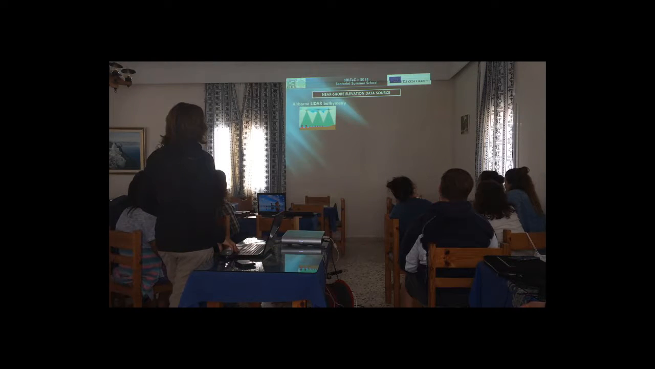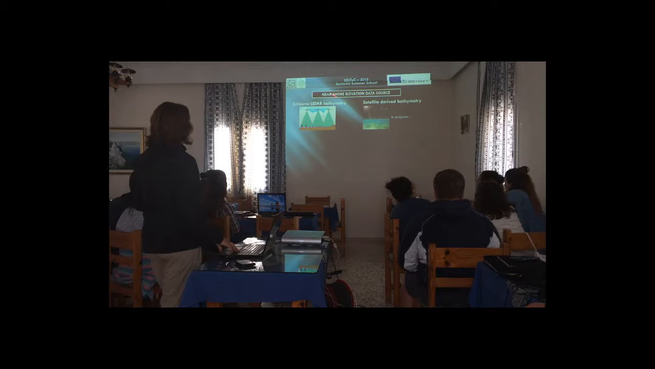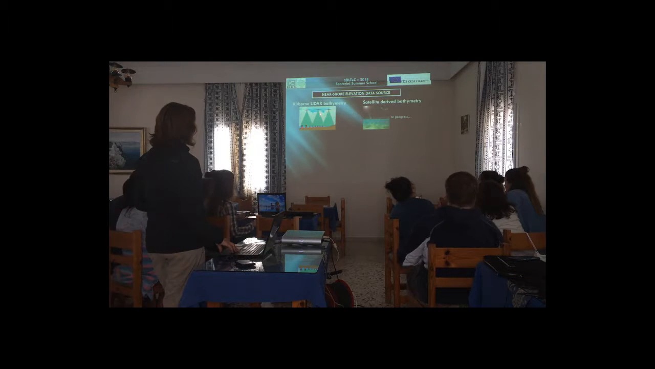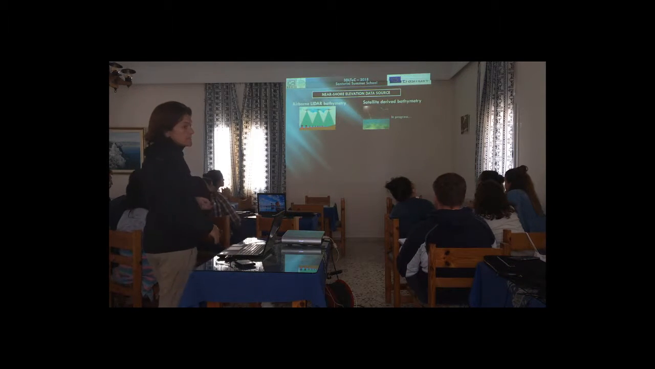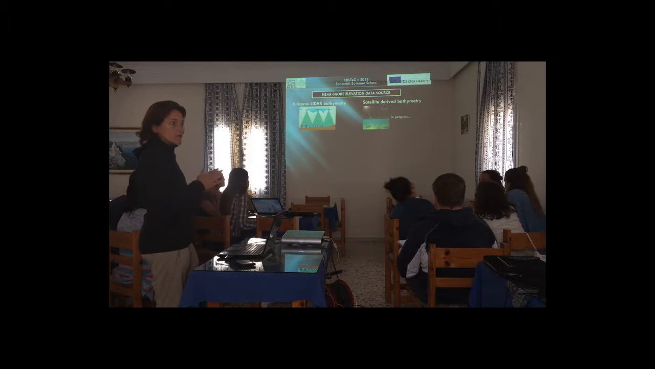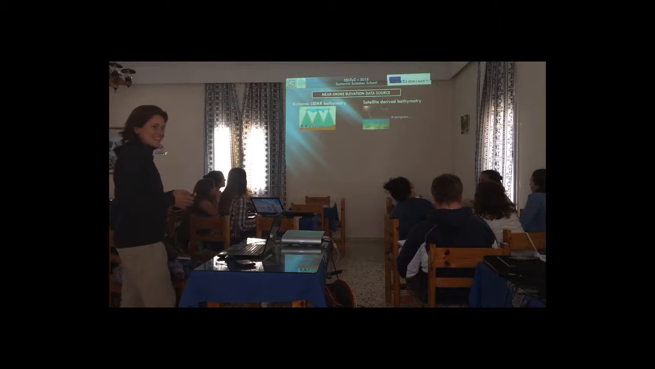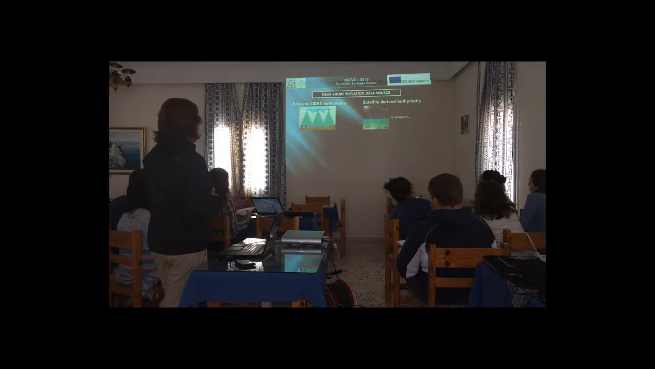So how can we collect elevation data in the nearshore? For sure, with airborne lidar bathymetry. But it actually has a high cost because you have to pay the airplane now and not the vessel. And the lidar bathymetry system is also quite expensive.